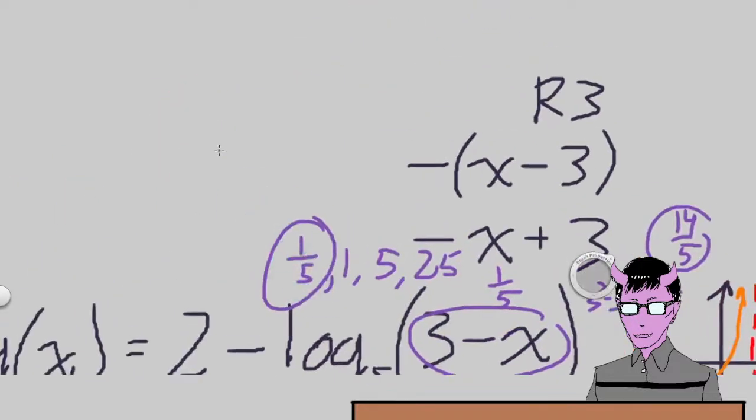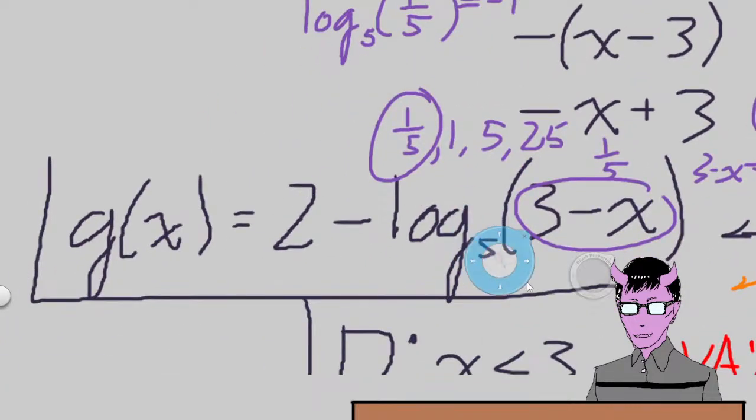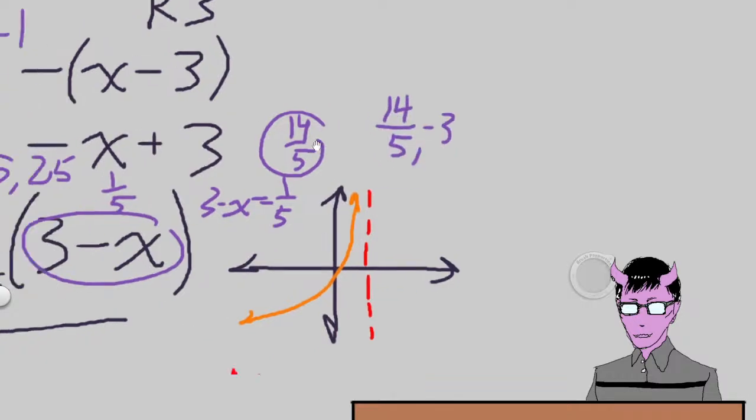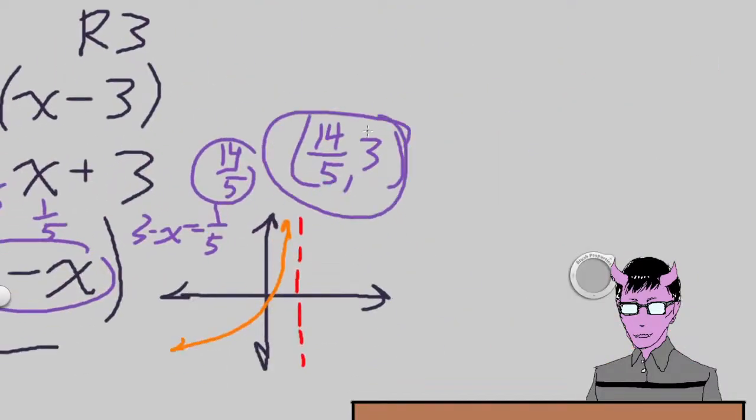Because ultimately, what are we doing? If we force the inside to be 1/5, then that whole thing is negative 1. So we have 2 minus negative 1, which is positive 3. So if we somehow achieve the 14 over 5, then the y value is negative. Wait, is it negative? I'm sorry, positive 3. That's not my favorite anchoring point, but you can do it.